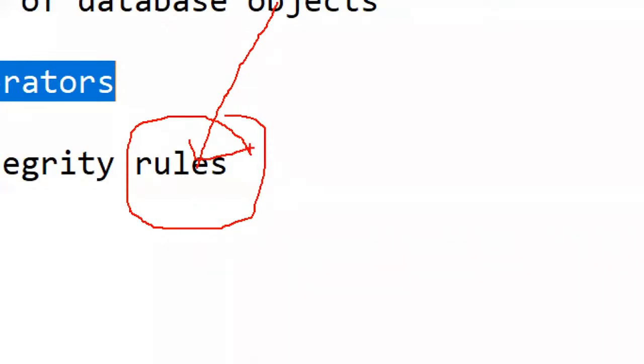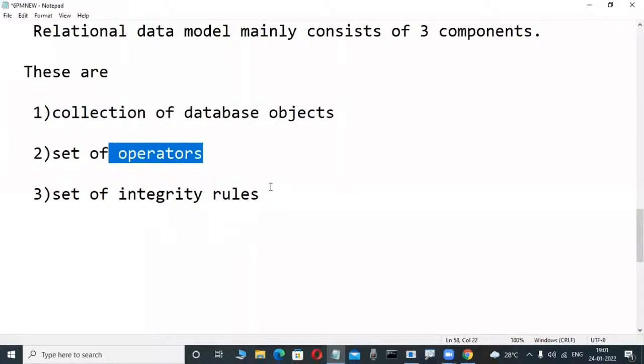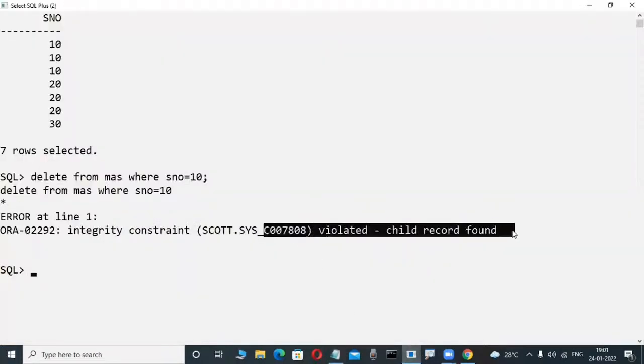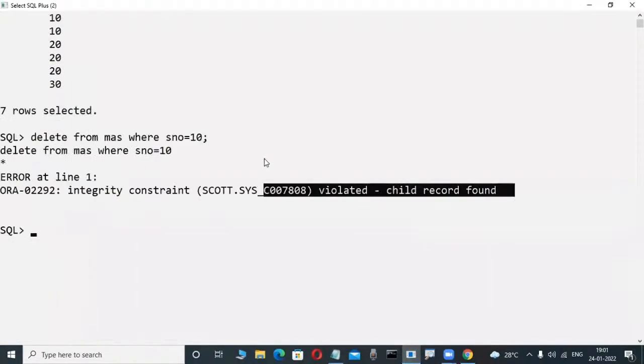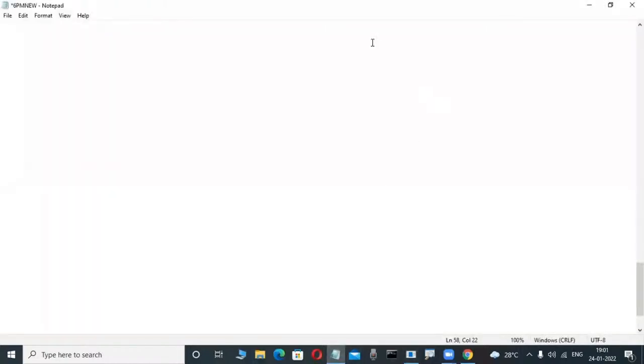I'm only telling you this. They work based on rules, or not? Yes. These are all rules based, like the child record found rule. Deleting, inserting, rules are there or not? Yes. Master is nothing but a parent table.